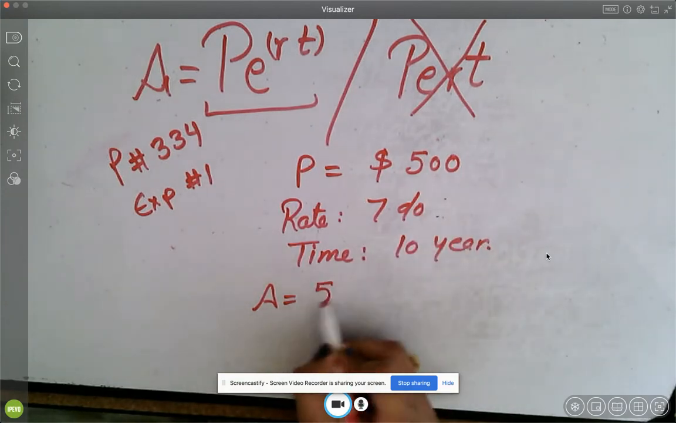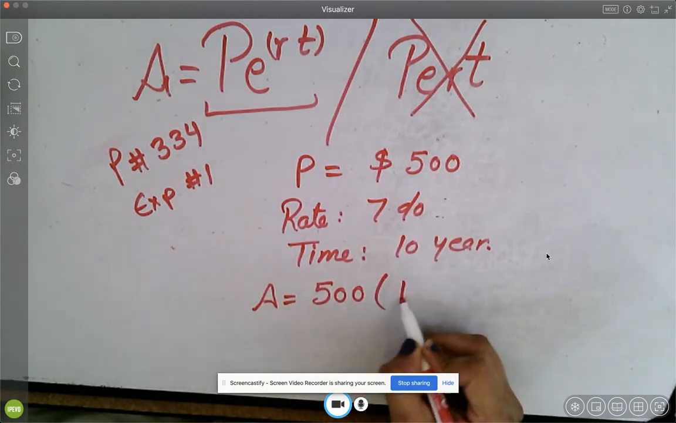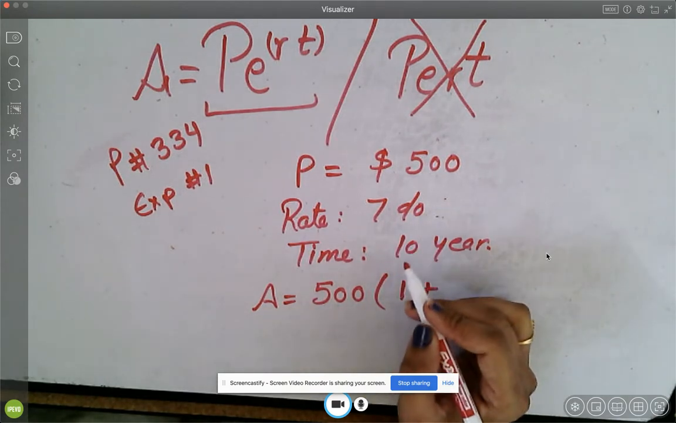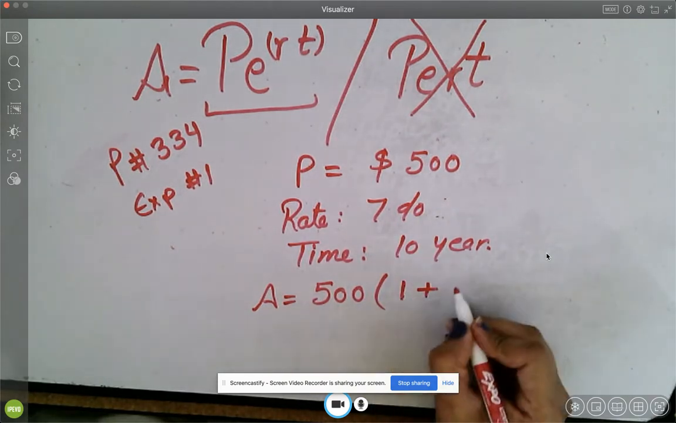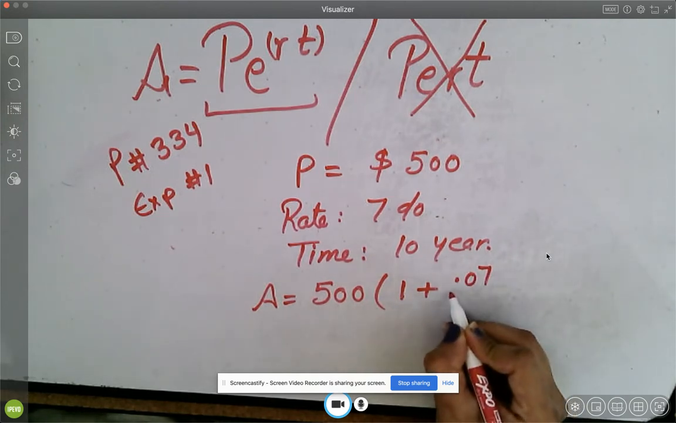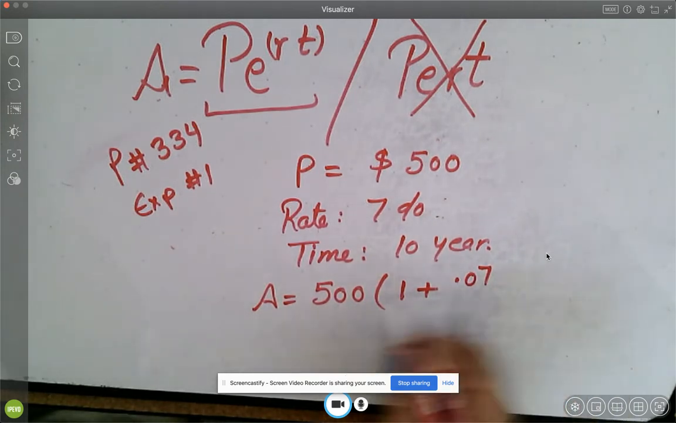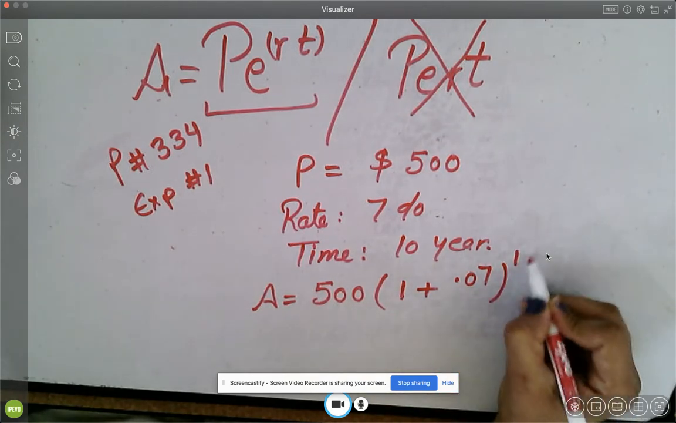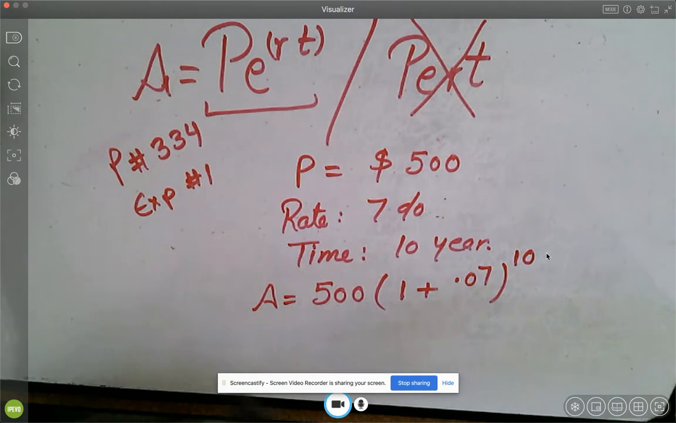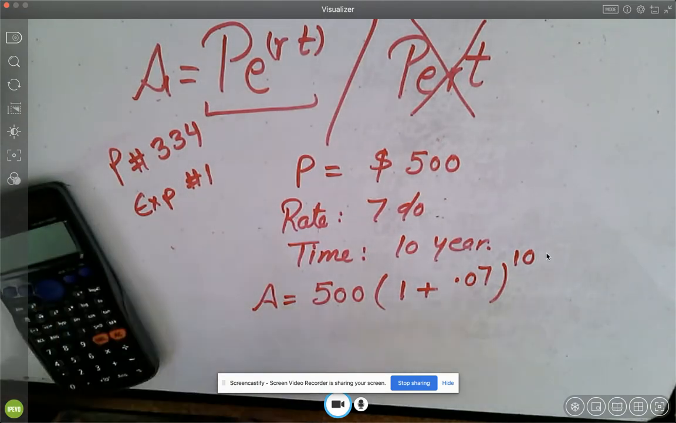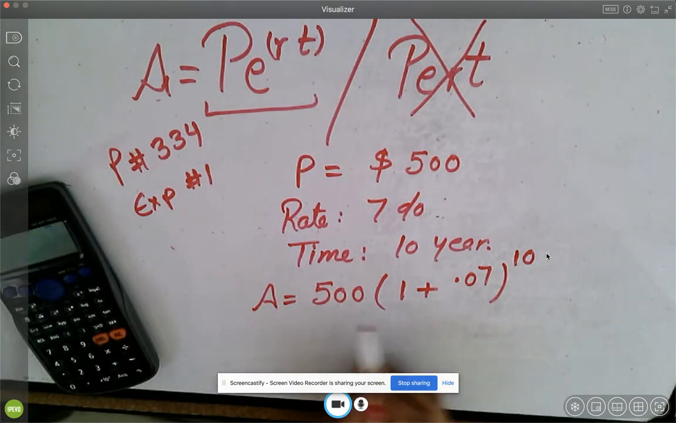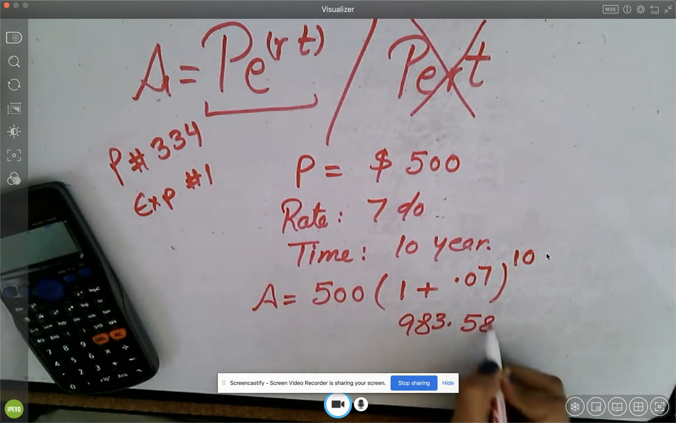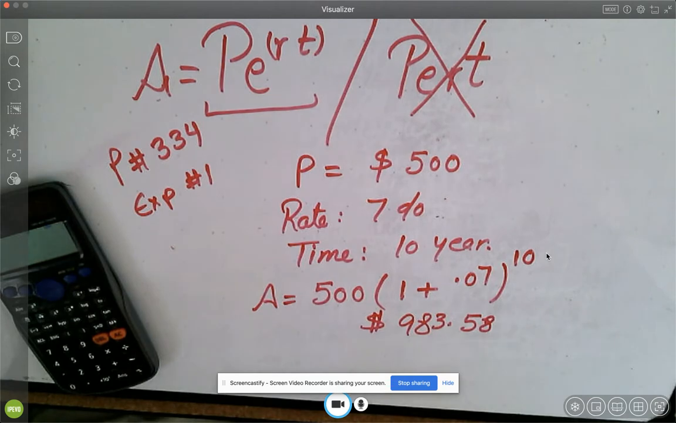Principal amount is 500. This is 1 plus rate. Remember, 7% means you need to move the decimal 2 places to the left. So it would be 0.07. And then if you divide by 1, it would still be the same number, so I don't have to write anything under that. And t is just 10 years. So let's just type it in the calculator. If I do that, I get $983.58. There you go. So that's my answer for the first one.